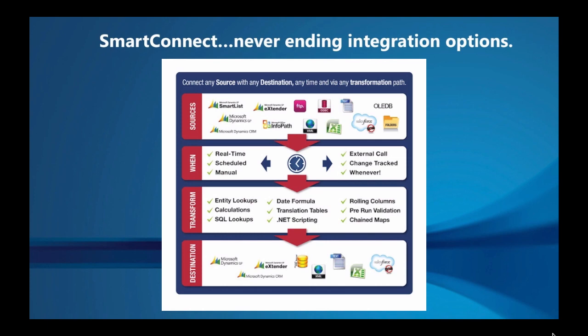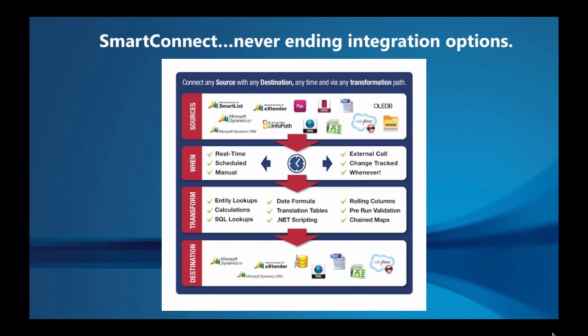Now, moving down toward the last box to our destination section, you can see that we can send this information to GP, to CRM, to Extender. So keep in mind, SmartConnect is the only tool where out of the box you can use Extender as a data source or a destination. We can also write directly to a SQL table if we wanted to. We could export to a text file or Excel file or an XML. And we do have that connector with CRM or Salesforce.com.